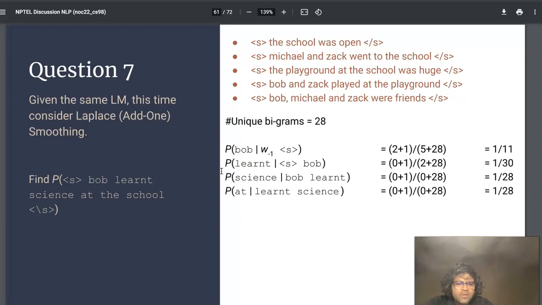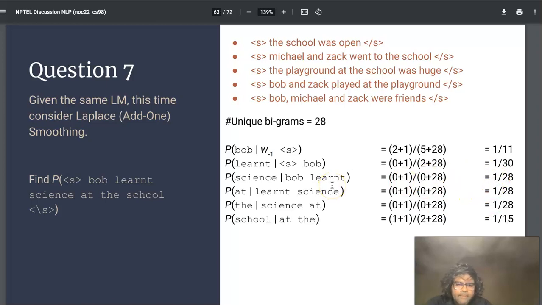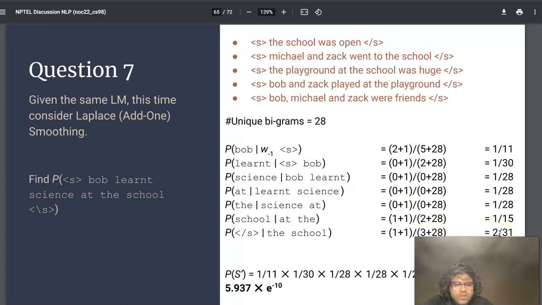Similarly, if we go forward, we can again say this kind of thing: Bob learns my signs. This is not present in the corpus. But as we are going with this kind of smoothing, we are not getting any zero value. So we'll end here, and we will get the probability as this. So this is the bigram model, and the probability is this.